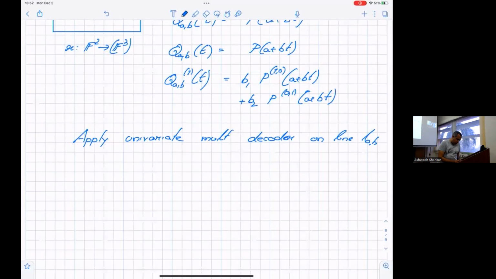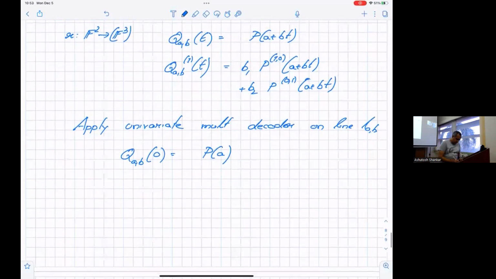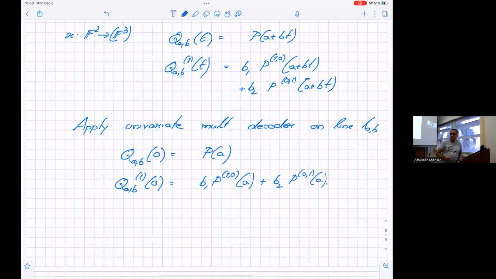So at the point A, what do you get? You get Q of AB at 0, and this will be exactly equal to P of A. So you would have inferred the evaluation P of A exactly at that point. Because of the multiplicity code, you will also infer the derivative correctly. So you also have B1 P10 at A plus B2 P01 at A. This is what you have.